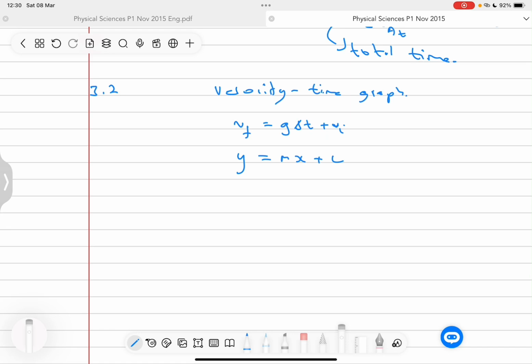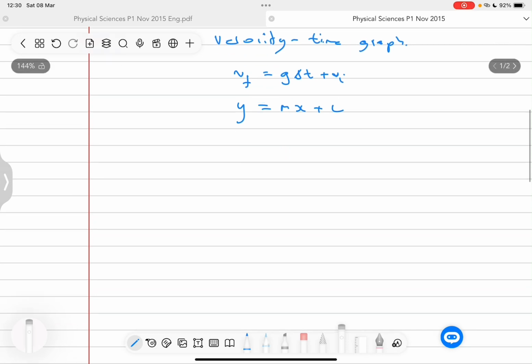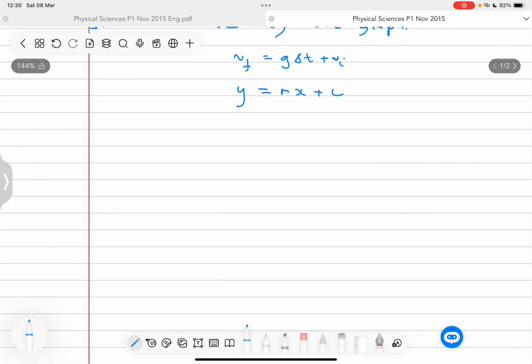So to draw this graph, we basically need two things. We need to know the gradient of our line, because this thing is a straight line. And we also need to know where it cuts our y-axis. Then we are done. All other numbers we'll put in there because we have calculated them in the previous questions. I'm going to do exactly that by drawing my y-axis here and also drawing my x-axis here.